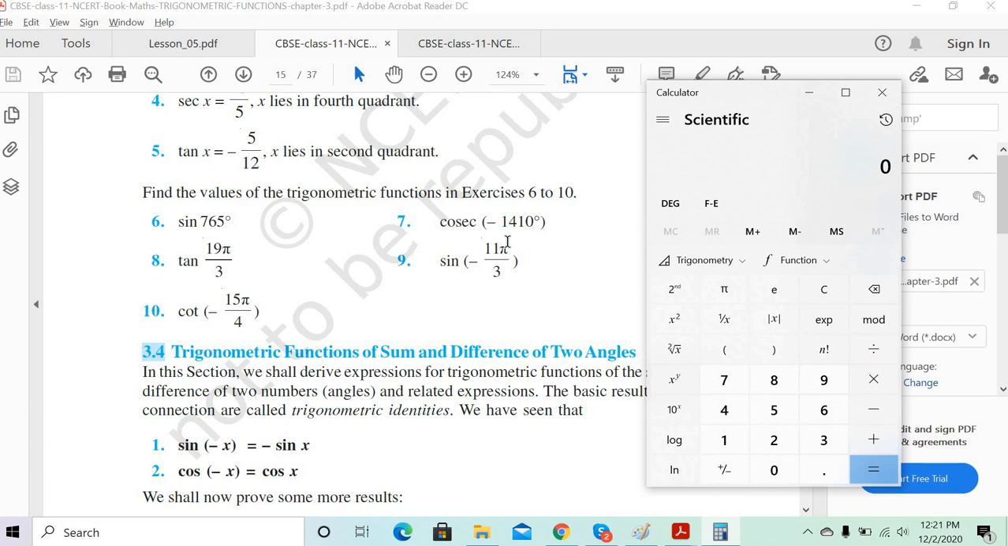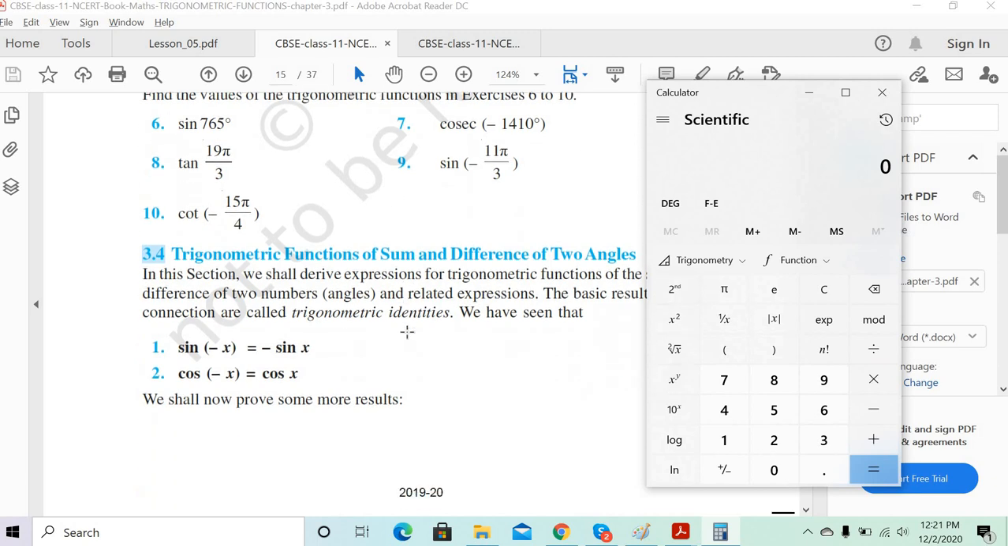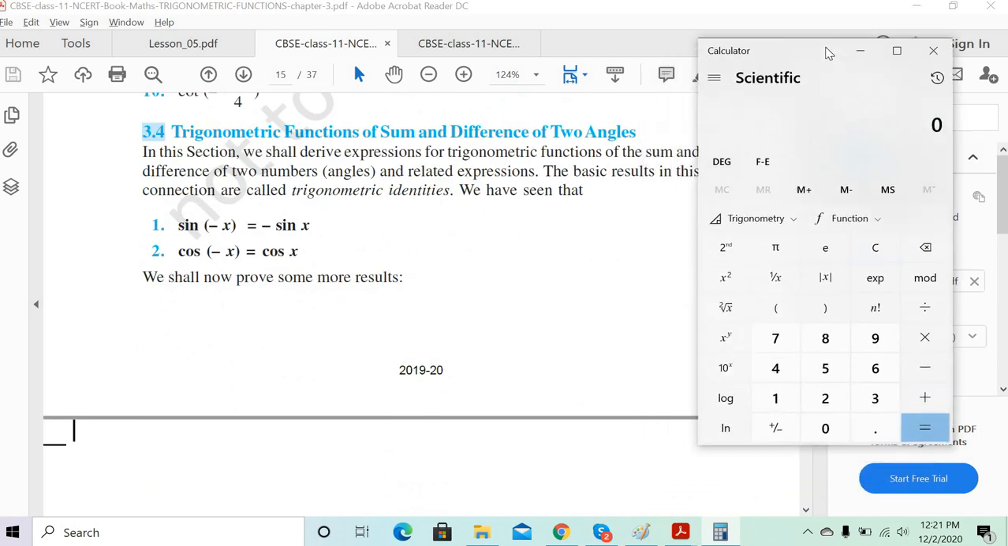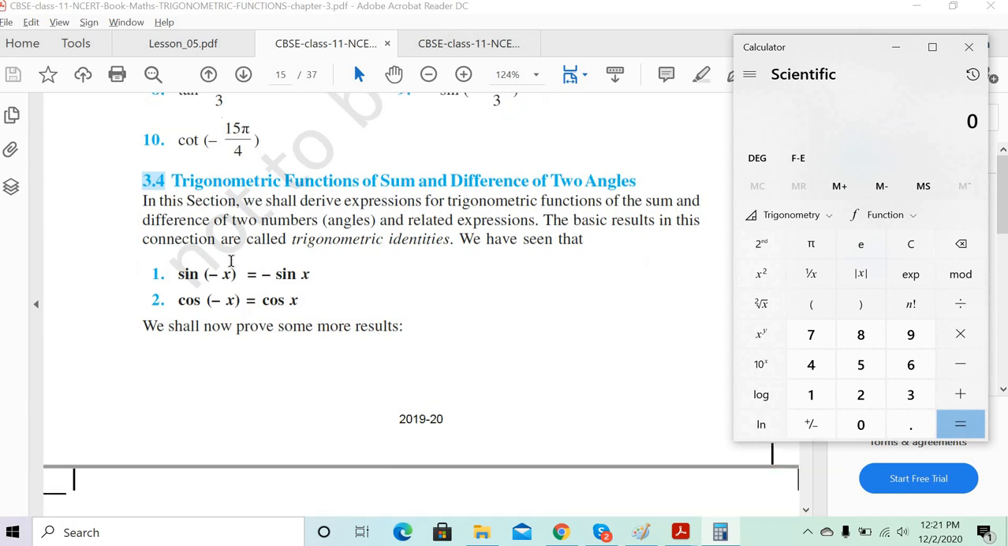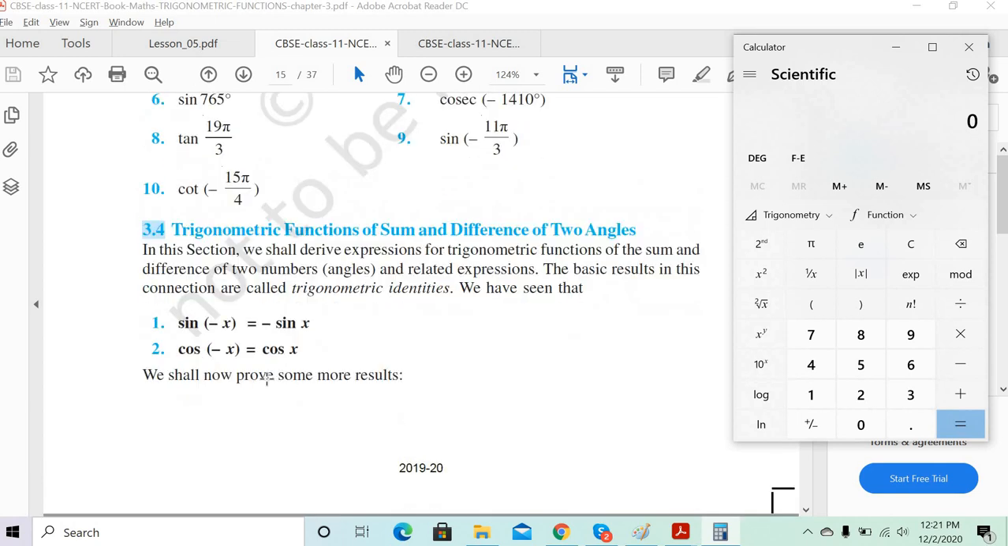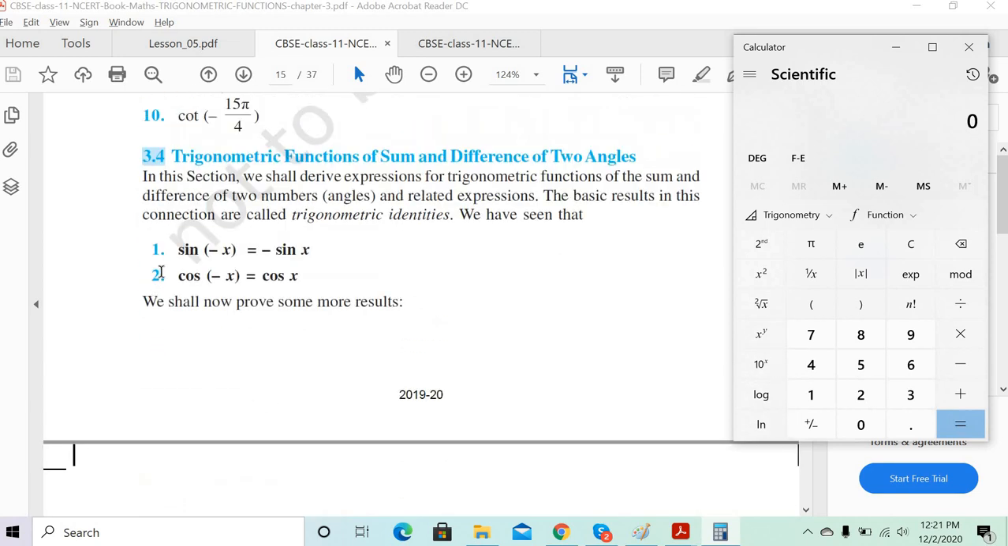Next question. So no doubt up to this extent? No doubt from here? Okay, good. Excellent. Now let's go to the trigonometric functions of the sum and the difference of two angles. One more thing we want to understand is this identity we got: sine of negative x is equal to minus sin x, and cos of negative x is equal to cos x. Just write down these two things.